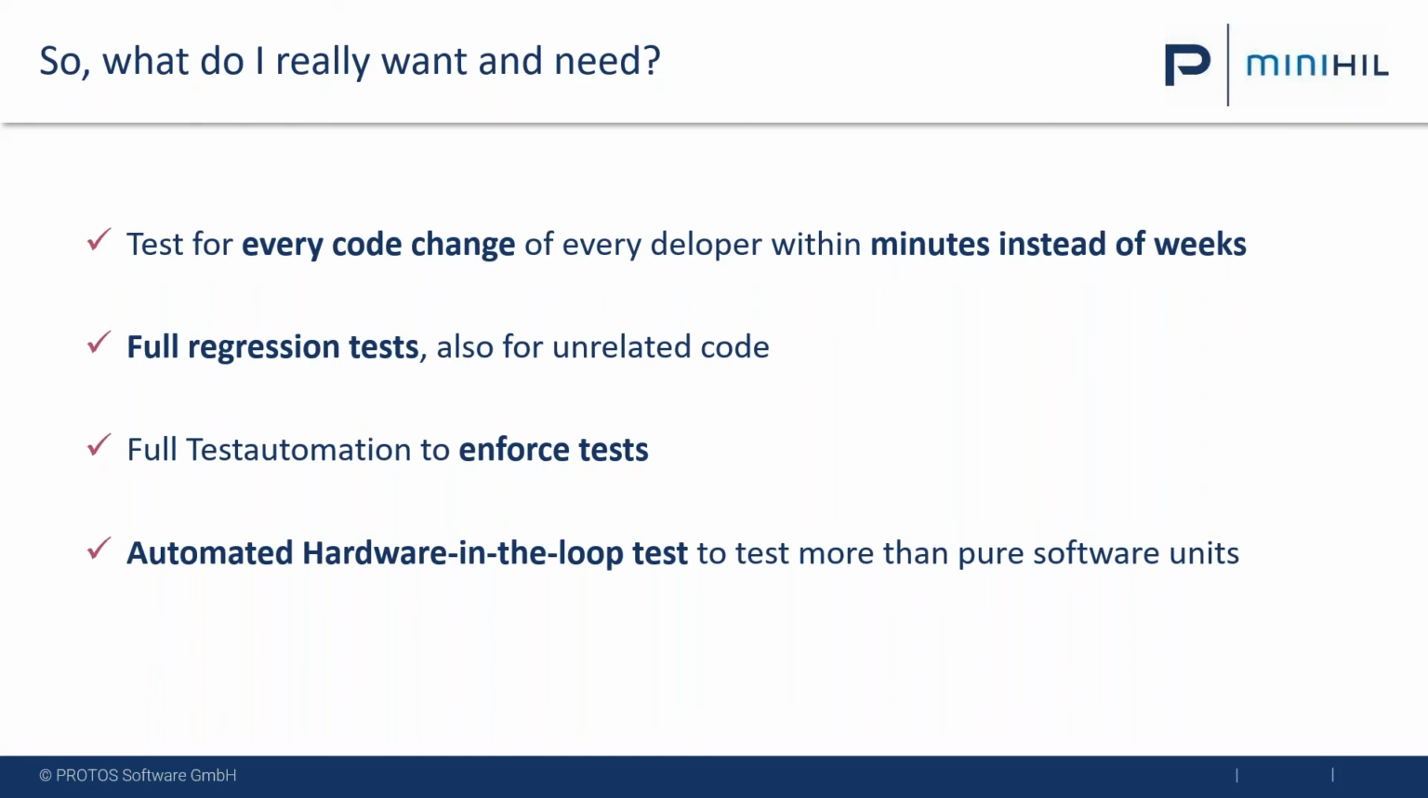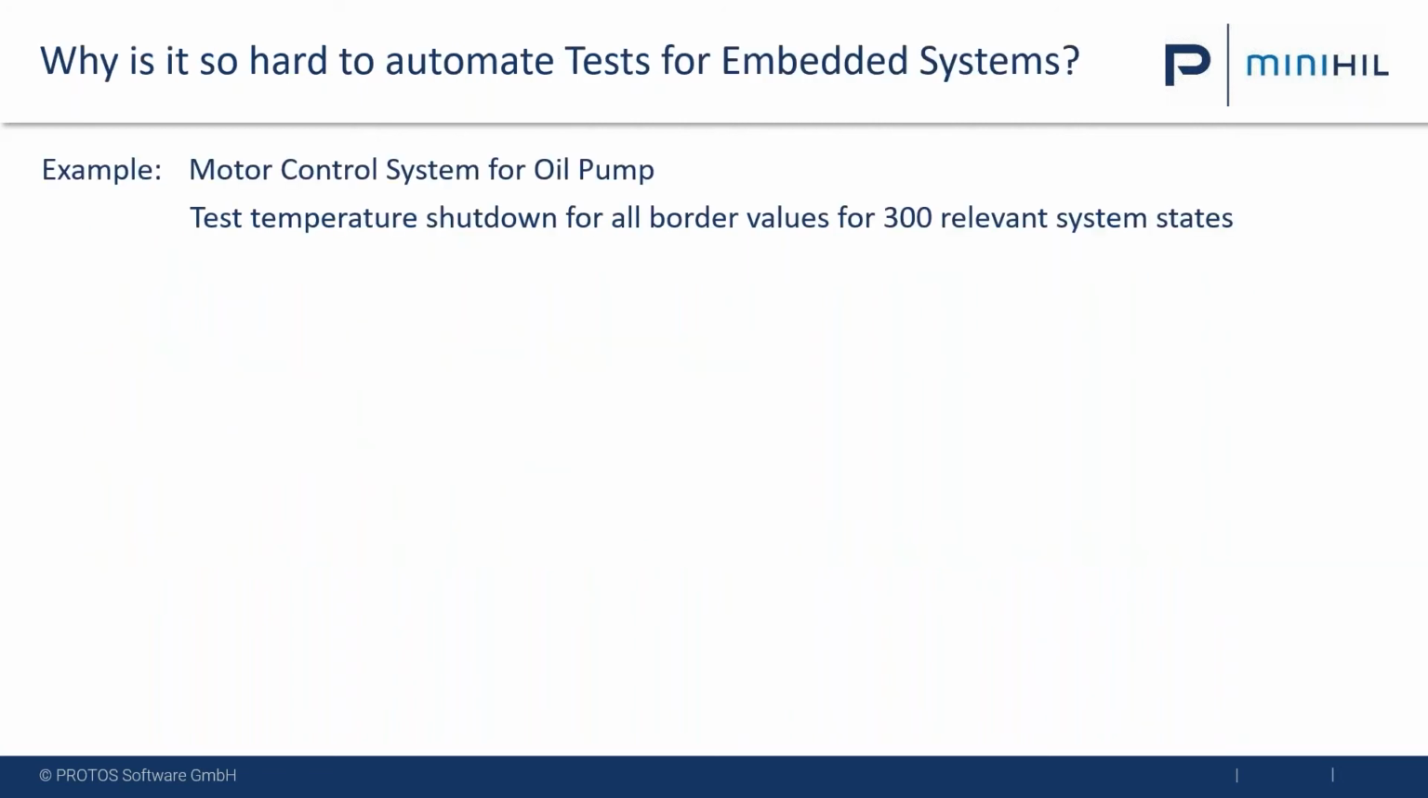Then usually I would like to have full test automation to enforce tests, for example, by using continuous integration. So every commit triggers a test run. And in the end, I also need automated hardware-in-the-loop tests to test more than pure software units, because it's an embedded system. So I want to test it integrated with the hardware.